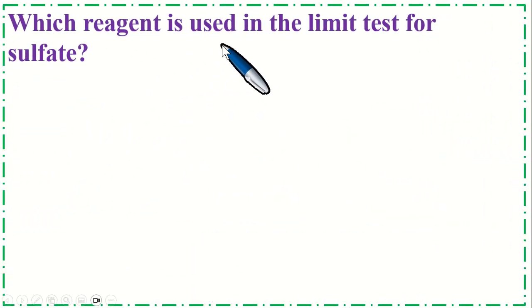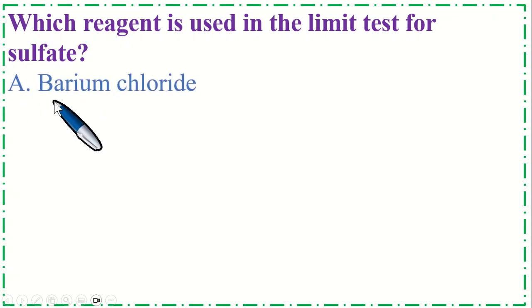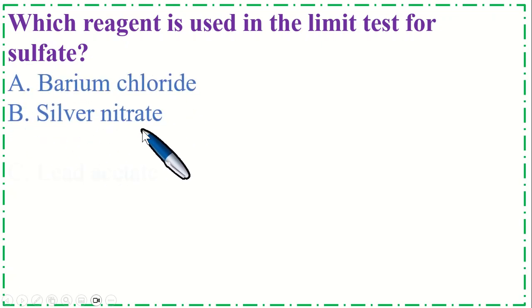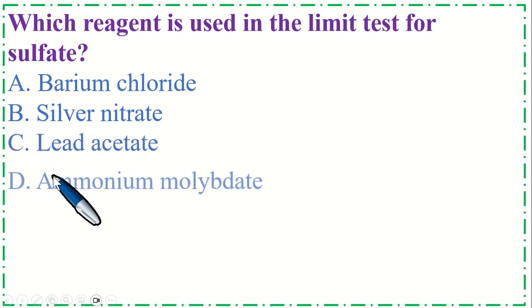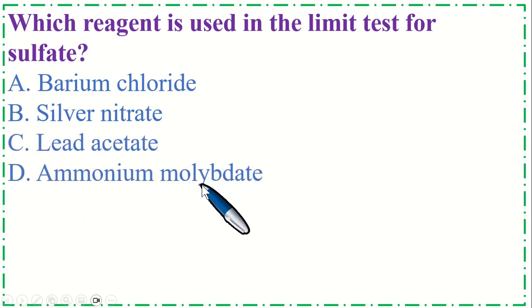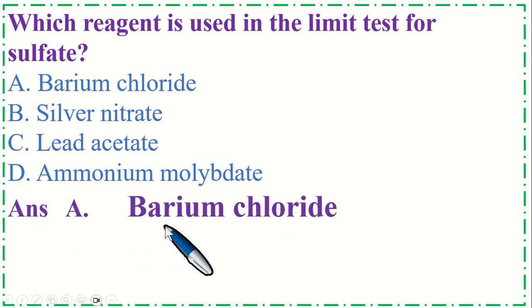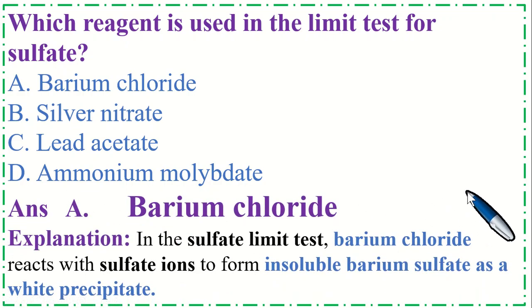Which reagent is used in the limit test for sulfate? Option A, barium chloride, B, silver nitrate, C, lead acetate, and option D, ammonium molybdate. So the correct option is A, barium chloride. So explanation is, in the sulfate limit test, barium chloride reacts with sulfate ion to form insoluble barium sulfate as a white precipitate.